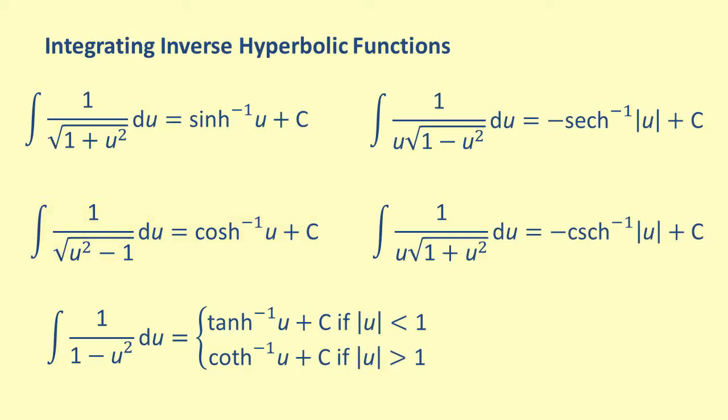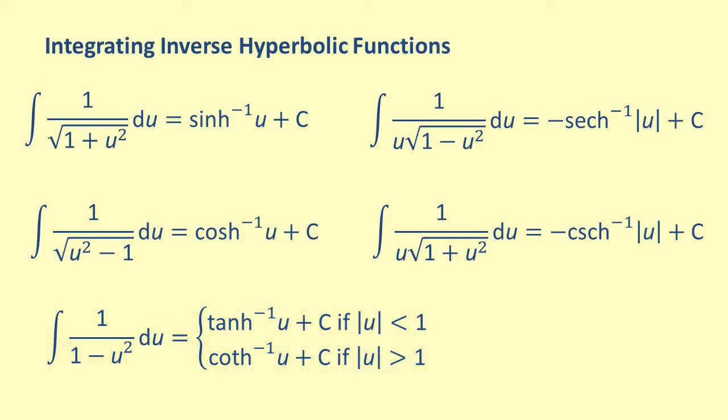Next, recall that the derivatives of the inverse hyperbolic tangent function and the inverse hyperbolic cotangent function are both equal to 1 over 1 minus x squared. So, when we integrate this, we must take into consideration the domains of the functions. This means that the integral of 1 over 1 minus u squared du is equal to the inverse hyperbolic tangent of u plus c if the absolute value of u is less than 1, and the integral is equal to the inverse hyperbolic cotangent of u plus c if the absolute value of u is greater than 1.